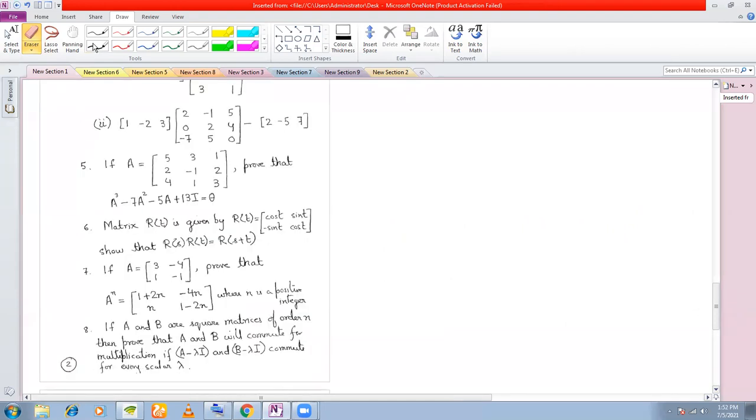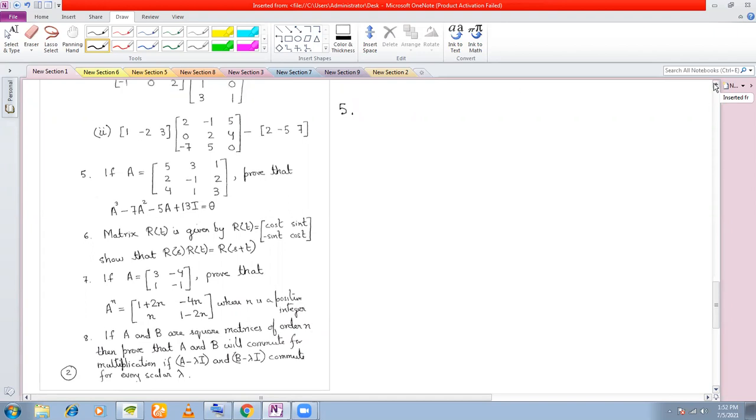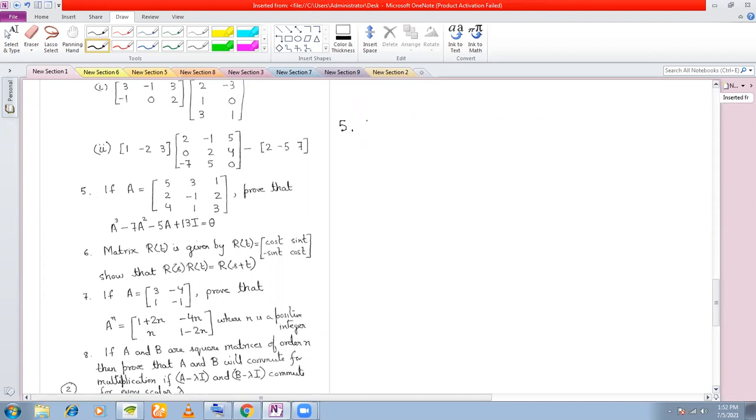Number 5. The question here is, if A is equal to this matrix given to you, a square matrix of order 3, prove that A cube minus 7A square minus 5A plus 13I is equal to a null matrix. That is what you want to prove. So first, since the matrix A is given, we'll calculate A square first. A square is the product of A with A. Since we are multiplying two square matrices, there is no need to check the order; the result would be a square matrix of order 3.